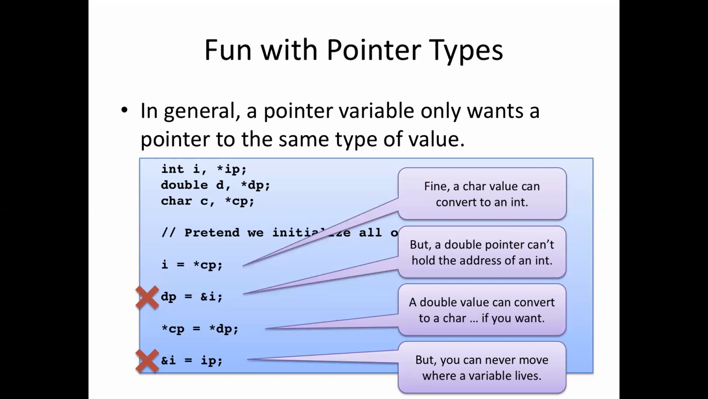But if you try to take the address stored in the int pointer and try to assign that to the address of an int, the compiler's not going to like that. Now, this is kind of for a different reason. One of them is you can't assign to the address of a thing. You can ask for the address of i and use that in things, but you can't change it. You can't ask the compiler to change where an integer is stored.